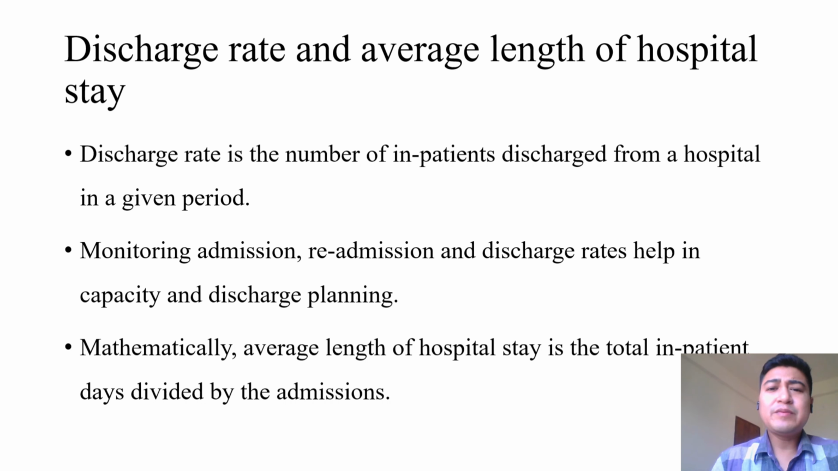Thus, these were the common morbidity measures for the hospital. There are many more measures to it. We would be discussing it in a separate video. So for now, let us recapitulate what we have read. So we came across the incidence, the prevalence, the notification rate, the admission rate, the readmission rate, the discharge rate, and the average length of hospital stay.